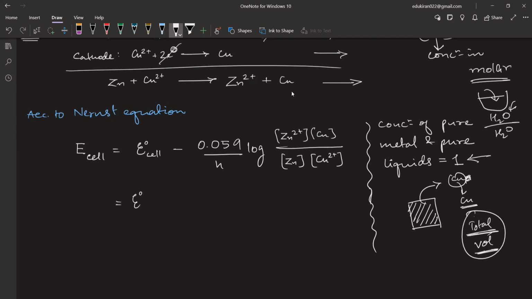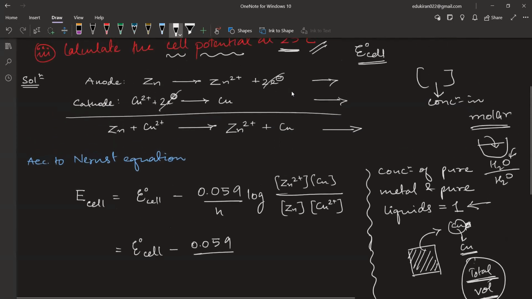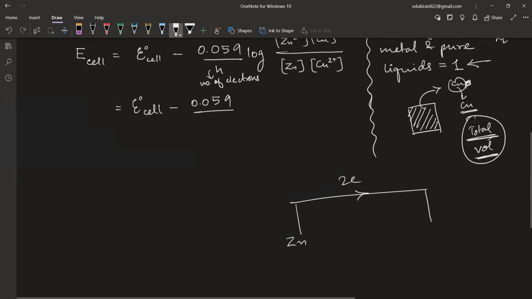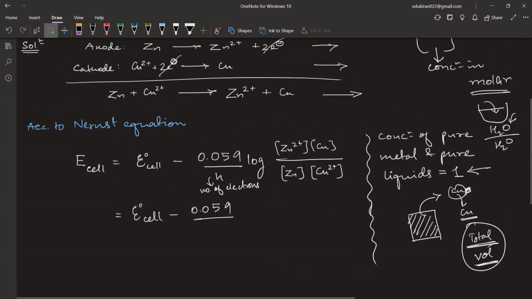So now what we will do? We'll write E naught cell minus 0.059. Acha. Now for this reaction, what is the value of n? How many electrons are used in this reaction? Number of electrons? बताइए. How many electrons? 4 electrons. अरे नहीं रे, not 4 electrons. देखिए जिंक का ही जो 2 इलेक्ट्रॉन है ना, zinc is giving 2 electrons and those 2 electrons are going to copper only, right? तो कितने इलेक्ट्रॉन यूज हो रहे हैं? 2 electrons. Got it? ठीक है.